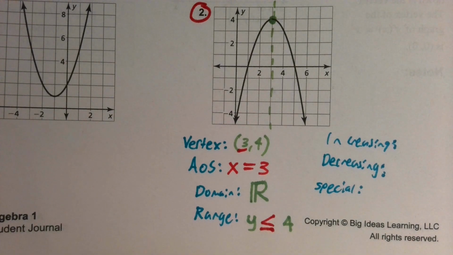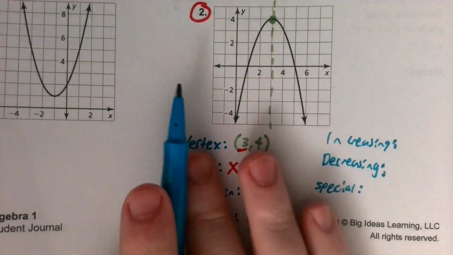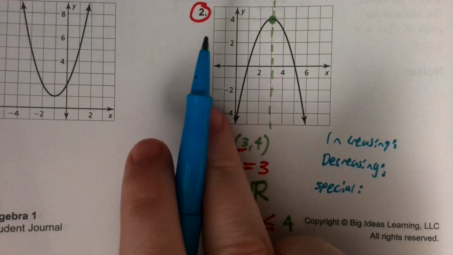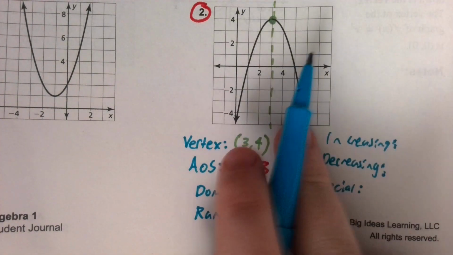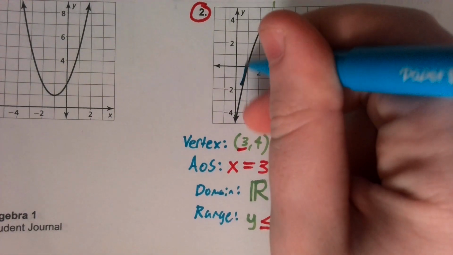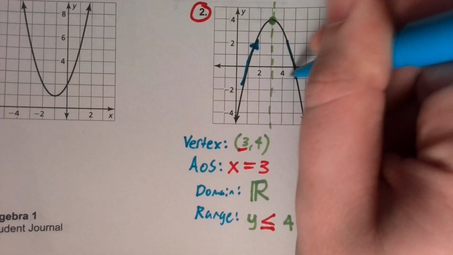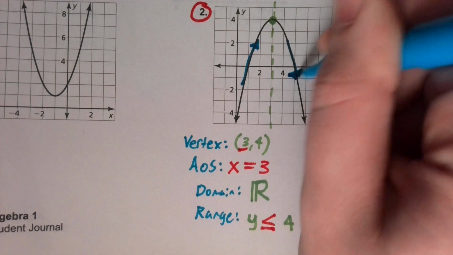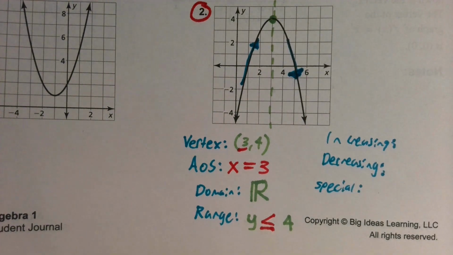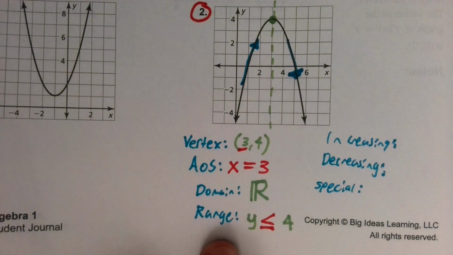For increasing and decreasing, we're just looking from left to right when the graph is going up and when it's going down. If we go left to right, this is like a roller coaster. It goes up, up, up, and then down, down, down. So it's increasing on the left side, and it's decreasing on the right. Well, how do we explain that in mathematical terms? We use intervals, just like we did for the range.